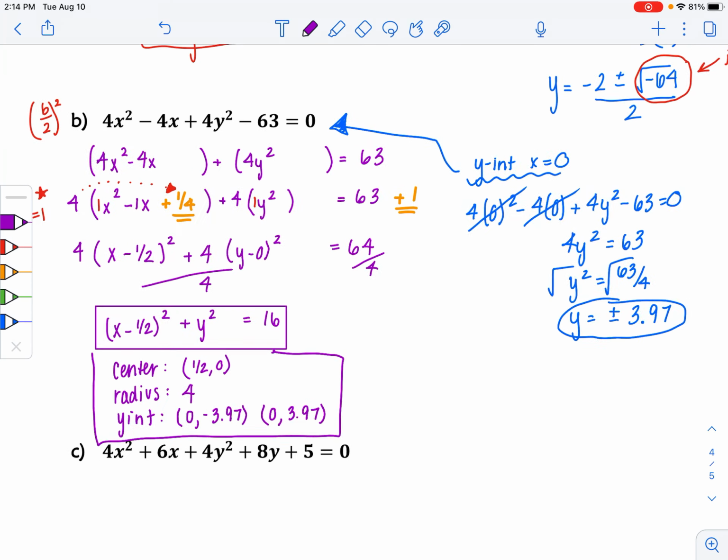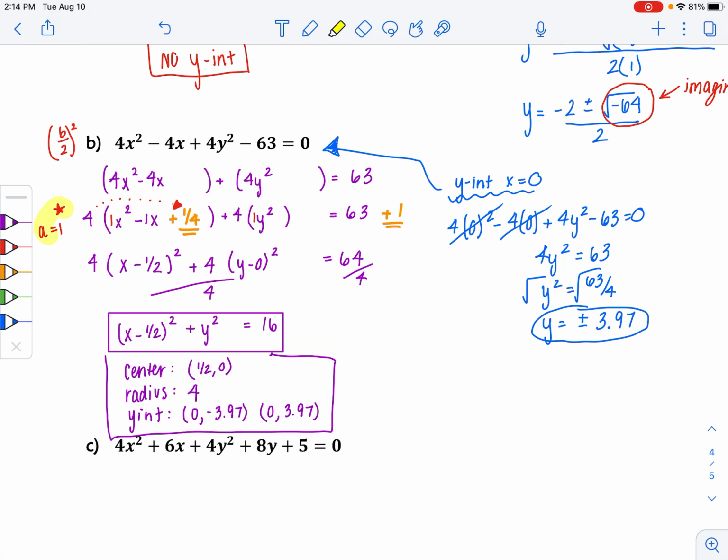So if you made the mistake at the beginning of not having your a value equal 1, because I sent you there trying to have you fail, so that you can see how important it is. So please make sure you understand that fact of factoring out to get an a value of 1.